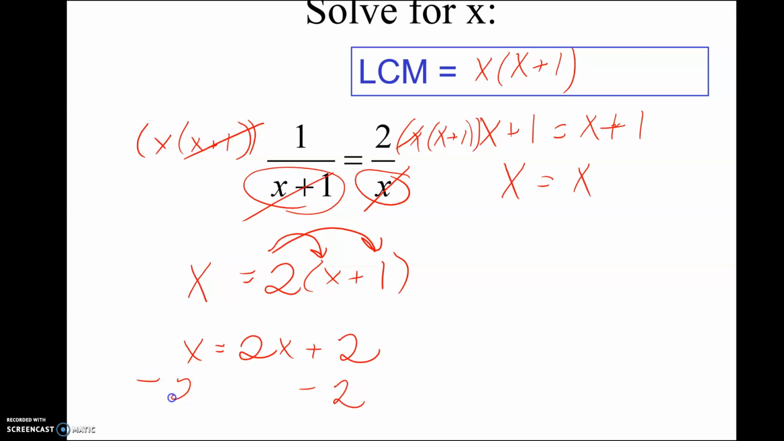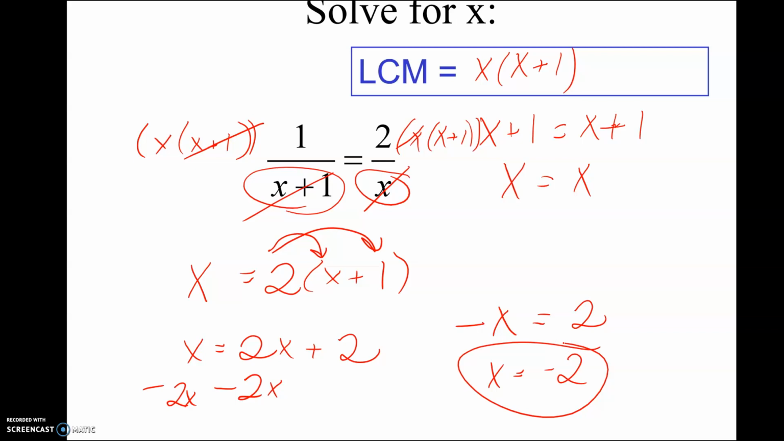Subtract 2. Why am I subtracting 2? Subtract 2x. So I get negative x equals 2, or x equals negative 2. And I can see if I plug in that negative 2, I'm not going to get a denominator of 0, so that is out of the way. And if I plug that in, I'll see that this works.